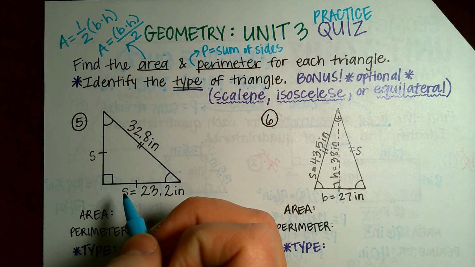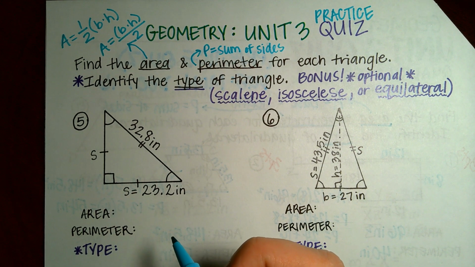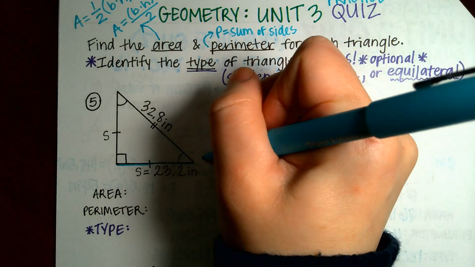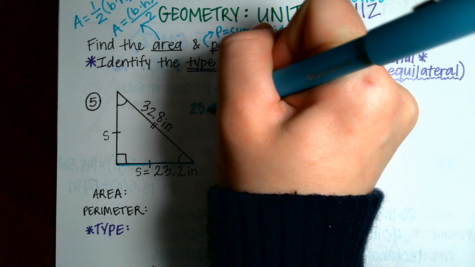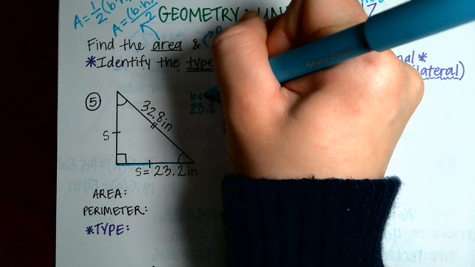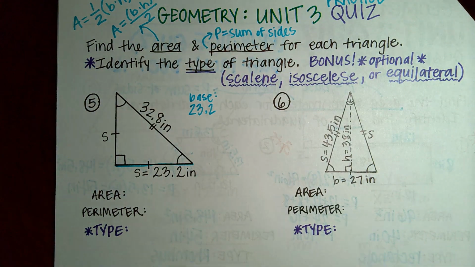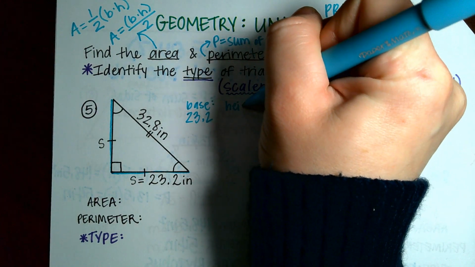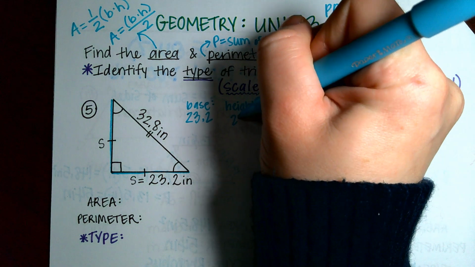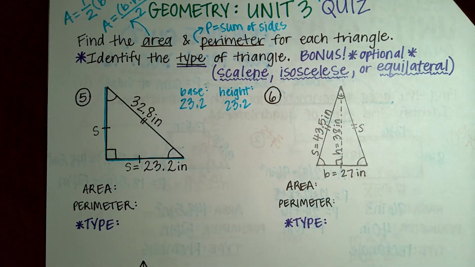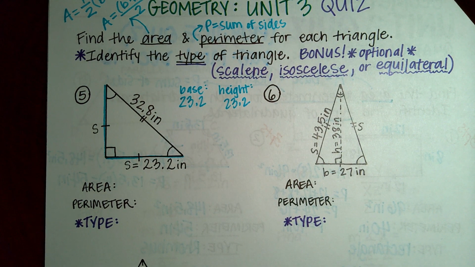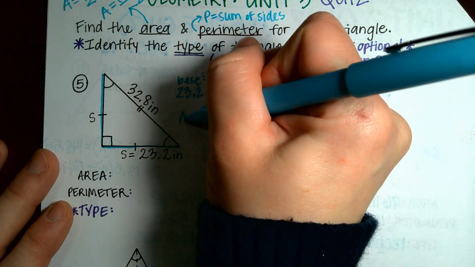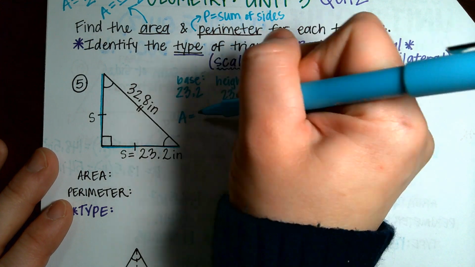On number 5, what is our base? 23.2. That 23.2 is our base. And what's our height? 23.2. Also 23.2. So how do we find the area there? 23.2 times 23.2 and then divided by 2. Perfect.